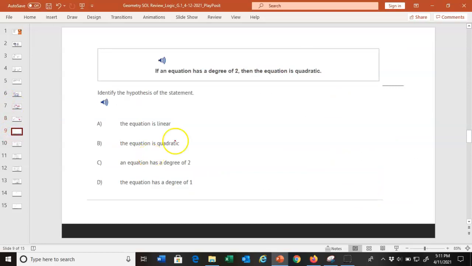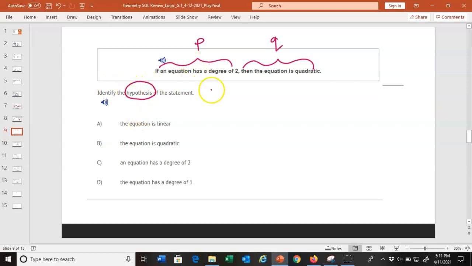All right, if an equation has a degree of 2, call that P. I just automatically do this. Then it is a quadratic. You might read this sentence and be like, what? I do not remember that. We did this in Algebra 1. You don't have to know what this means. It just wants you to identify the hypothesis.